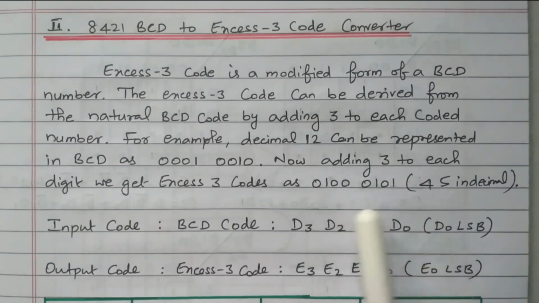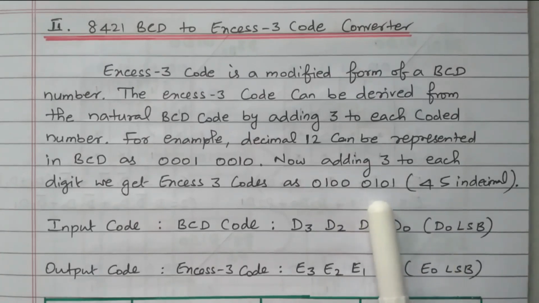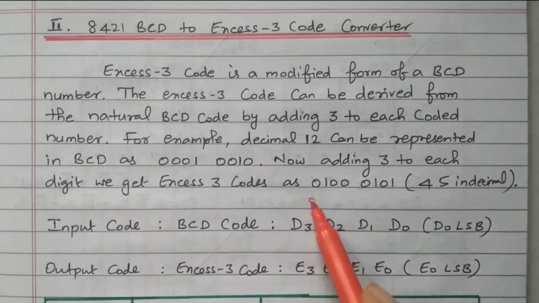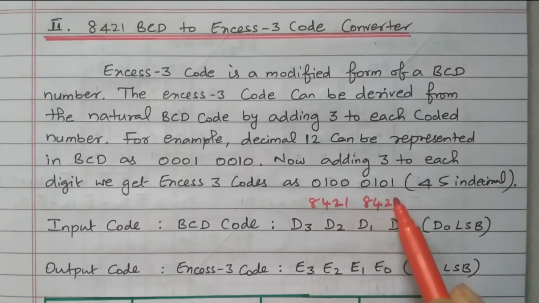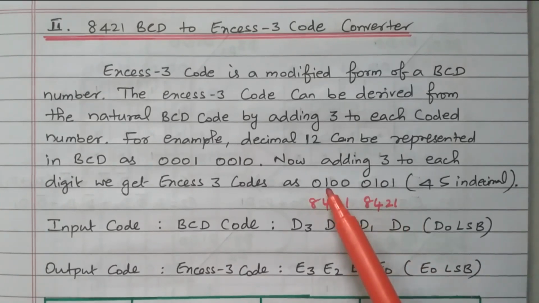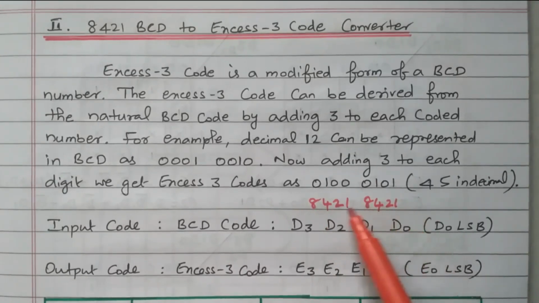Now 4 is represented separately as 0, 1, 0, 0. Then 5 is represented as 0, 1, 0, 1, right? So here we are using the weightage 8421. Here also 8421. See, the second digit is 1, so it is 4. Here, the second and fourth digits are 1, so 4 plus 1 is 5. Right? So it is represented by the weightage 8421.